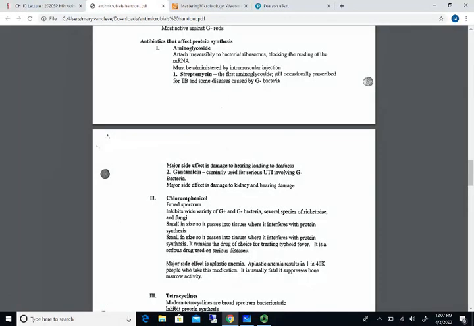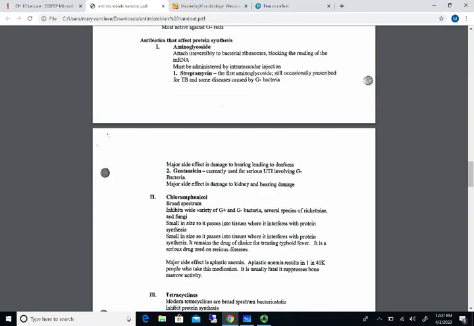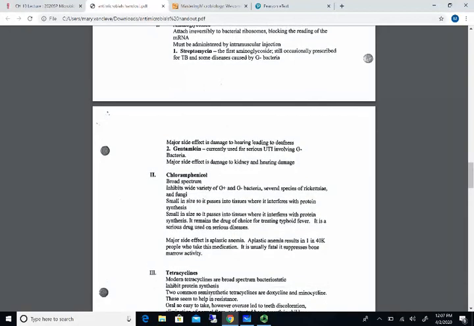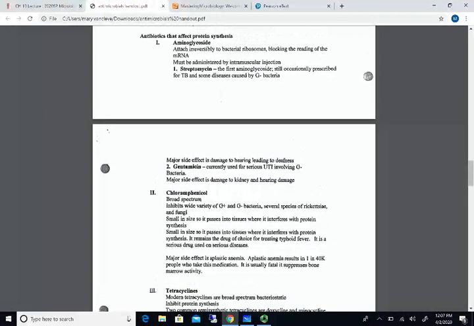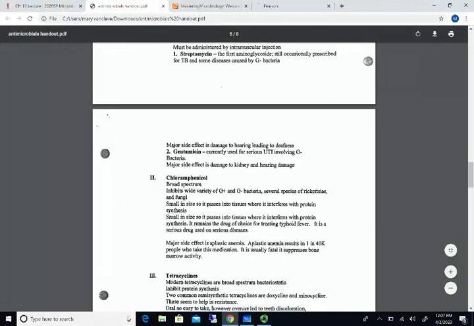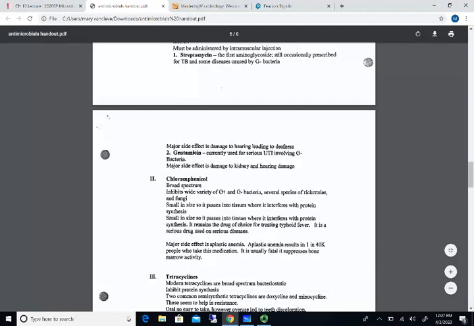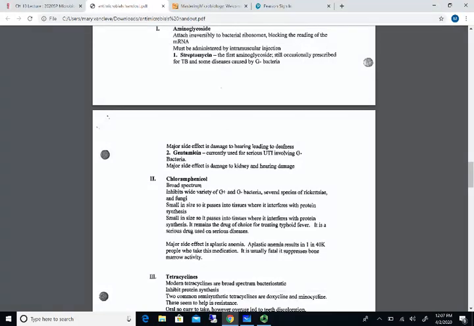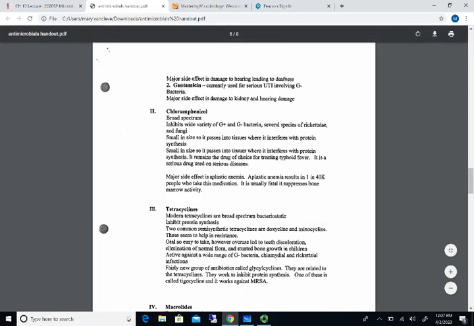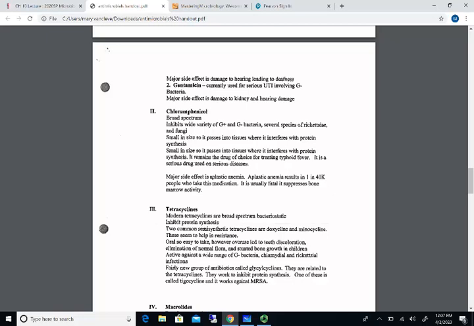Again, a drug that will affect the cell membrane of a microbe. Antibiotics that will affect protein synthesis, one of which is the aminoglycoside class. This one will block messenger RNA, so RNA synthesis will shut down or reduce. This one is an intramuscular injection, one of which is streptomycin. We use this for tuberculosis sometimes. Another is gentamicin. Again, these are pretty serious. Kidney and hearing damage can occur using gentamicin.